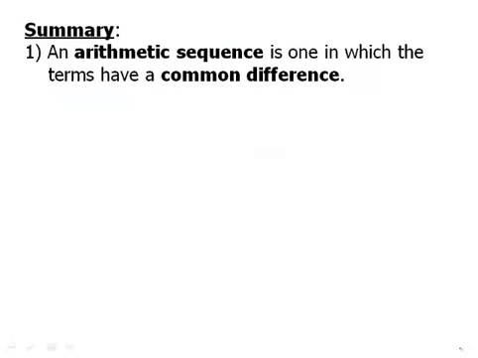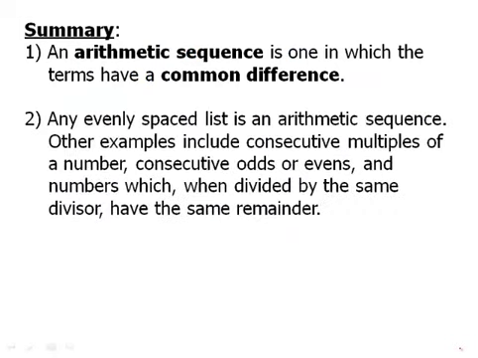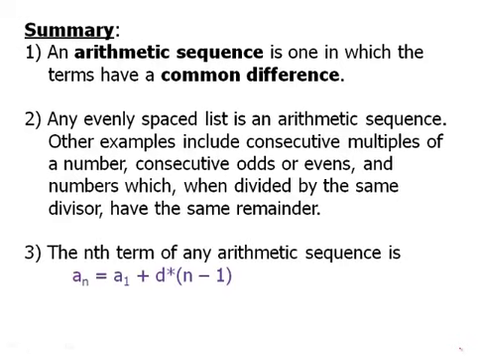An arithmetic sequence is one in which the terms have a common difference. Any evenly spaced list is an arithmetic sequence. Other examples include consecutive multiples of a number, consecutive odds or evens, and numbers which, when divided by the same divisor, have the same remainder. The nth term of any arithmetic sequence is given by the formula a sub n equals a sub 1 plus d times n minus 1.